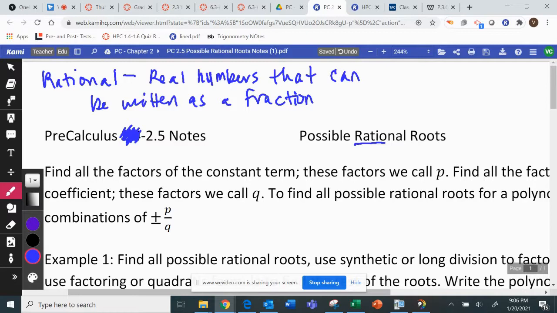So for it to be written as a fraction, obviously a whole number could be written as a fraction, like the number 5 could be written as 10 over 2. It doesn't count if it's over 1, like I could do 5 over 1. That's not what I mean by writing it as a fraction. 10 over 2 we can write as a fraction.